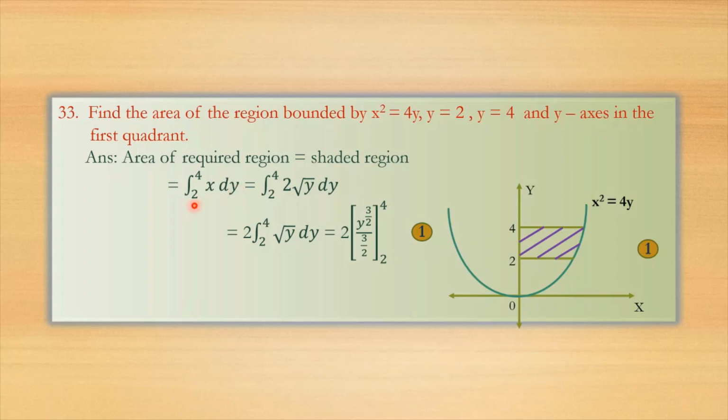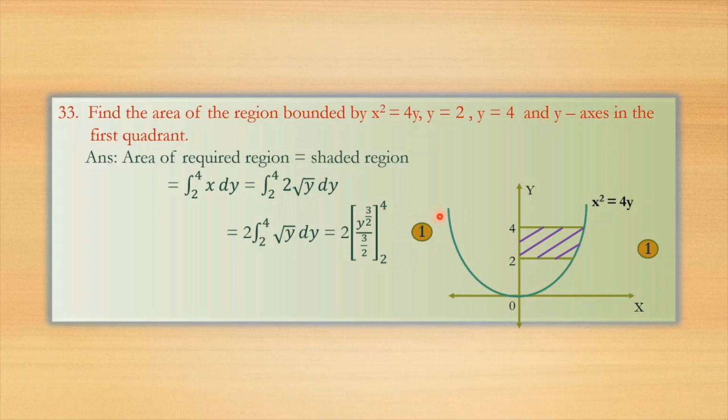Okay. So the integration is from 2 to 4, I need to find out from here to here. So integration of 2 to 4 of x with respect to y. Here we are given x square is equal to 4y, so x is equal to 2 times root y. Now if I integrate this, I will be getting 2 times y to the power of 3 by 2 divided by 3 by 2 from 2 to 4, which carries 1 mark.